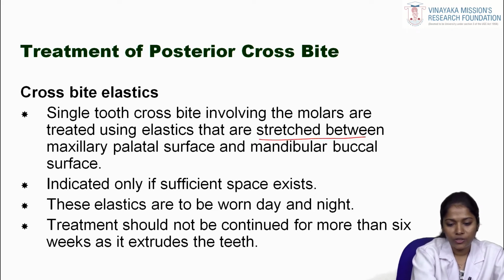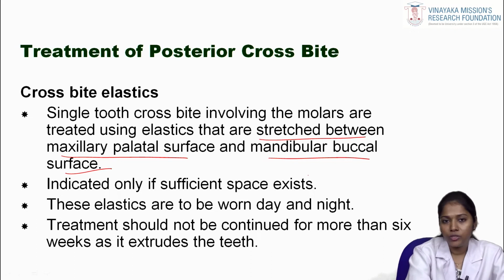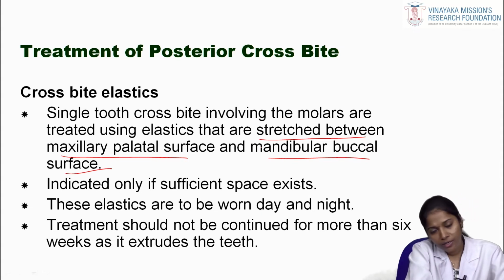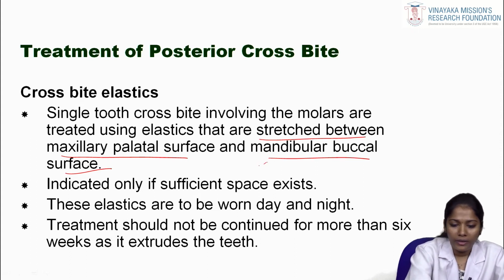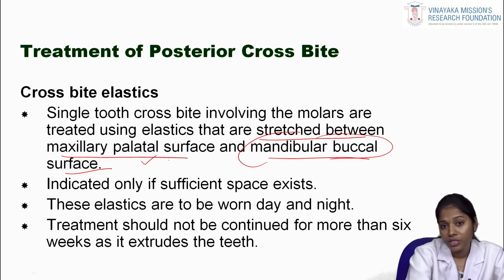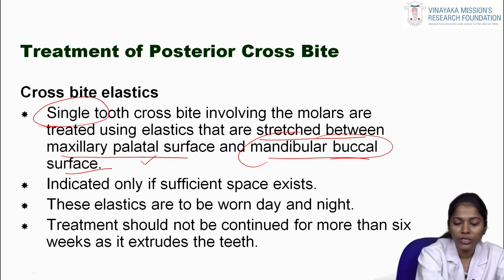This is basically stretched between your maxillary palatal surface and mandibular buccal surface. Again, remember, this elastic is going to work on both molars: your maxillary molars are going to come outward, whereas your mandibular molars are going to go inward. So if you find fault only in your maxillary arch which needs to be expanded, better not to choose the crossbite elastic. This is used only in case of single tooth crossbite.